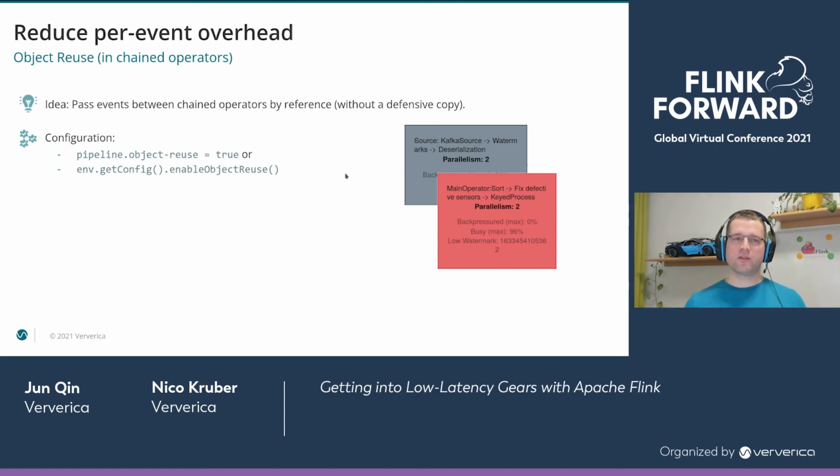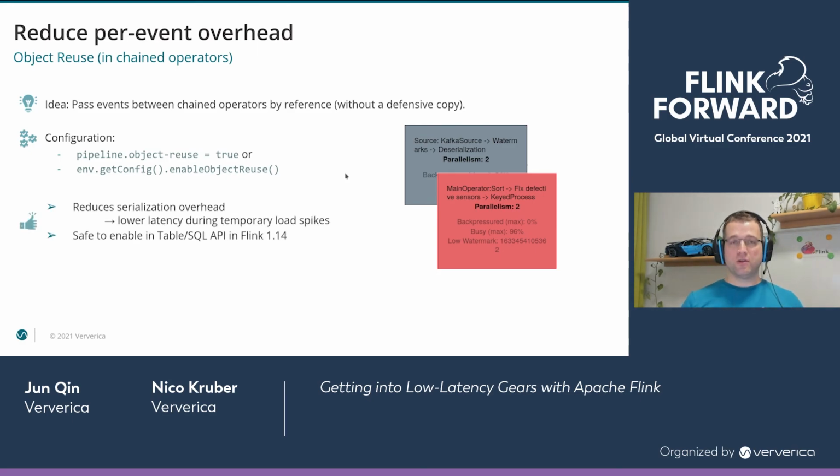You can change that behavior quite easily by setting a configuration parameter or putting this one line of code inside your job, and then Flink will not do a defensive copy, but instead pass your object by reference. So whenever it's passed from one operator to the next, you will not do a defensive copy, and that reduces the serialization overhead a lot and lowers the latency, especially during those temporary load spikes that we were talking about earlier. This technique can easily be enabled in the Table API, also in the SQL API, and with Flink 1.14, that is also true if you are using the JDBC sink in those two APIs.